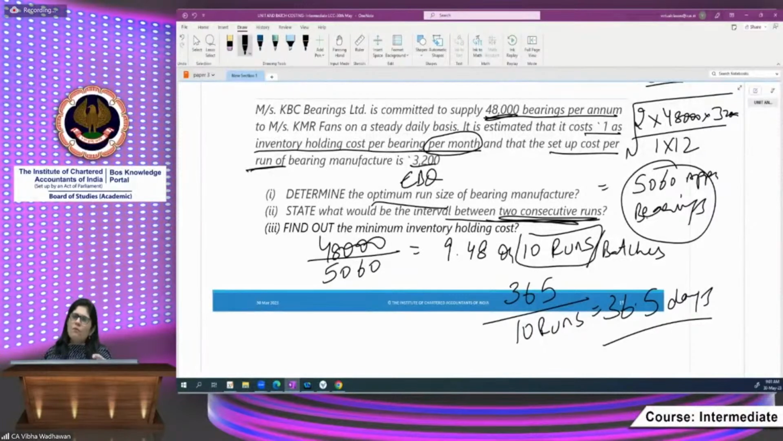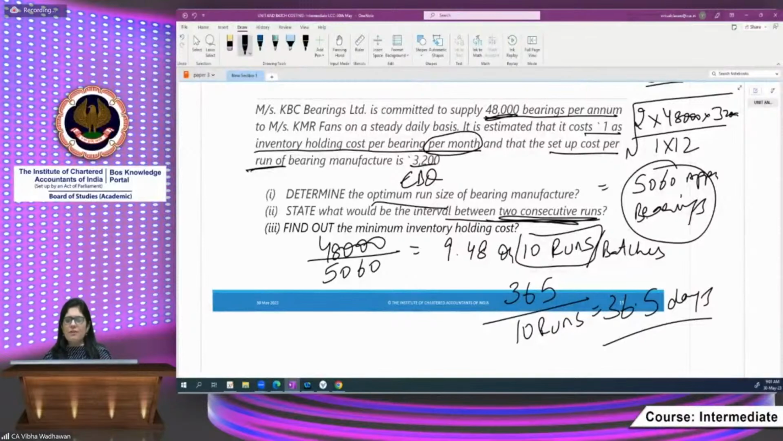Clear? One batch, let us say on 1st January. After 36.5 days, the second batch of 5060 bearings will start. Then after 36.5 days, the next batch will start. So the interval, or the gap, between 2 batches will be 36.5 days. Clear? So this is how we do it.